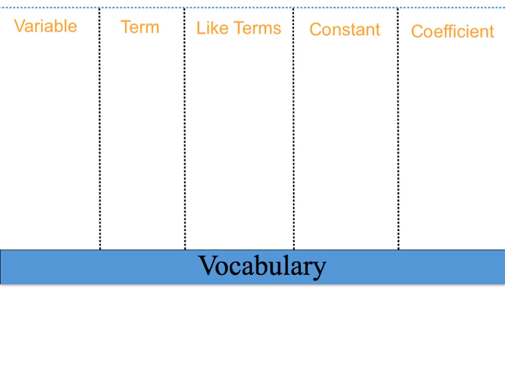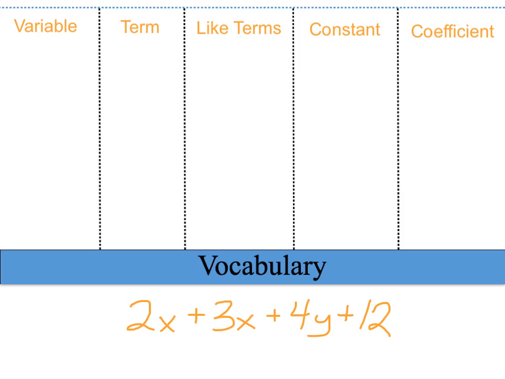Let's go ahead and talk about some of the vocabulary for this lesson. But before we do that, let me write down this algebraic expression: 2x plus 3x plus 4y plus 12. So once again, this is an algebraic expression because it has numbers, it has an operation sign, and it has variables. So let's talk about the different parts of this algebraic expression.